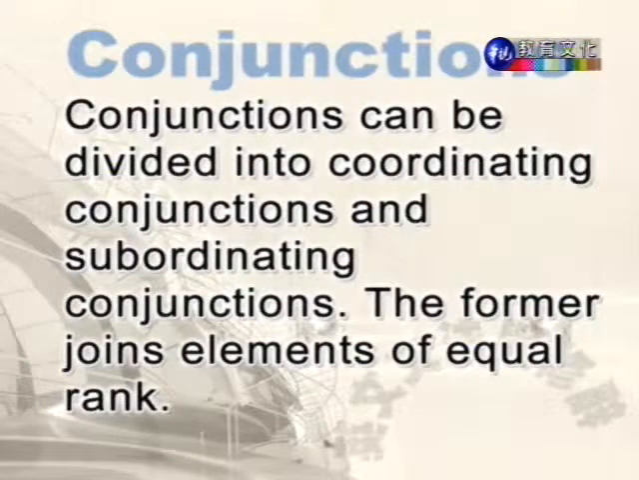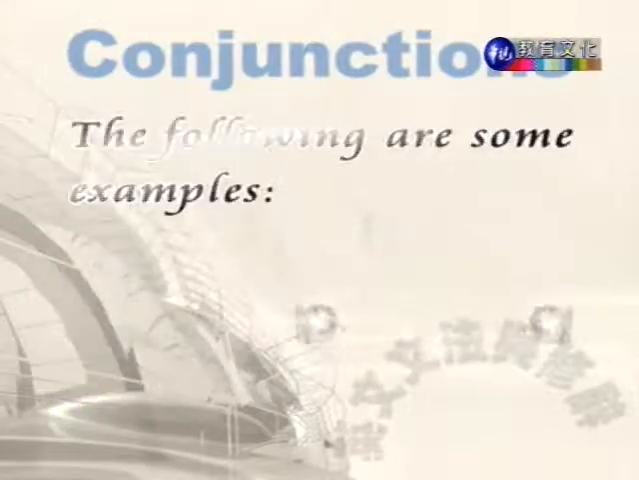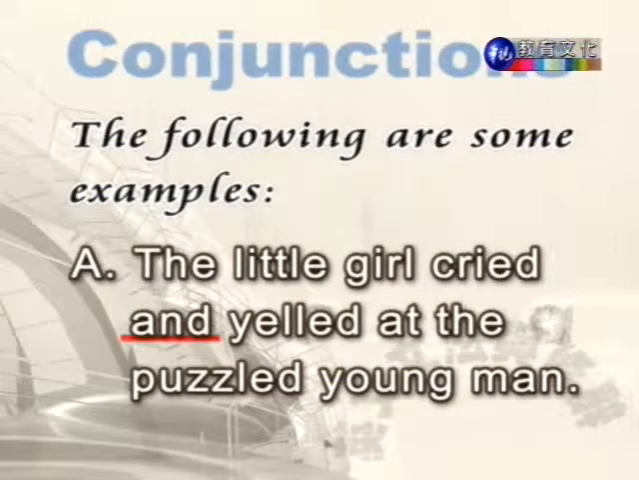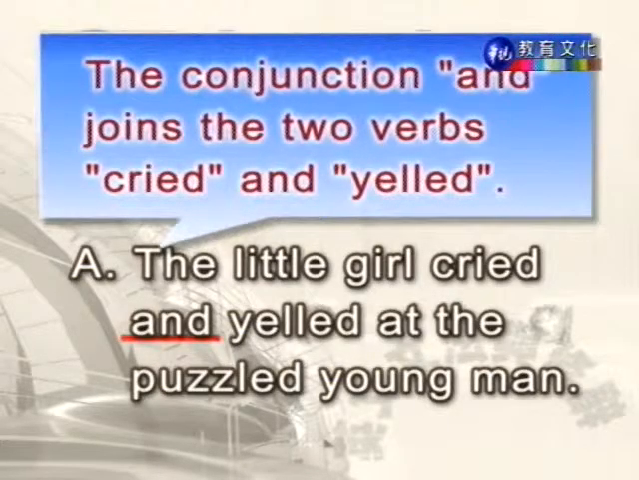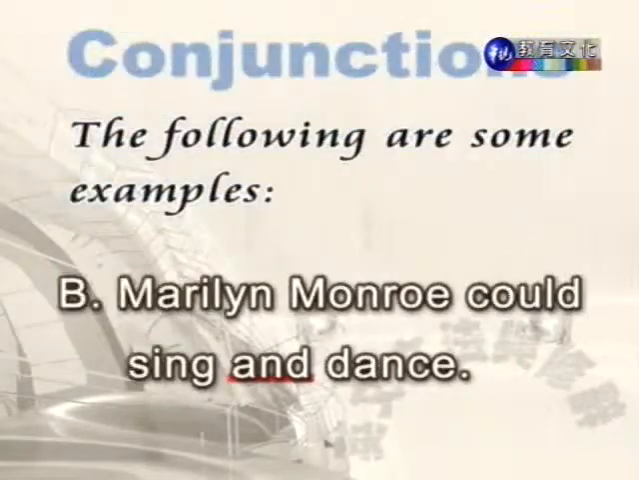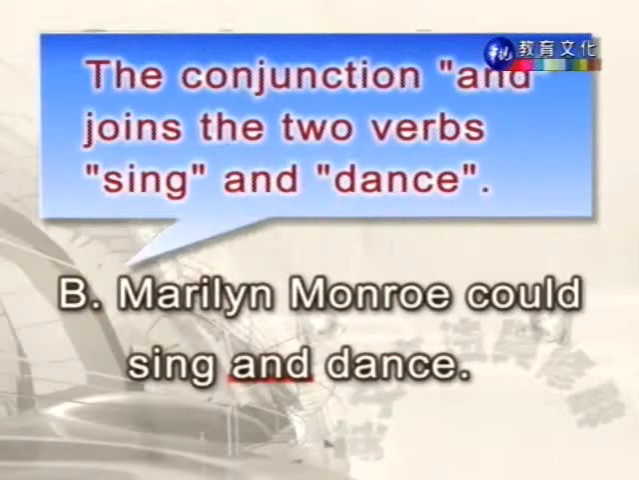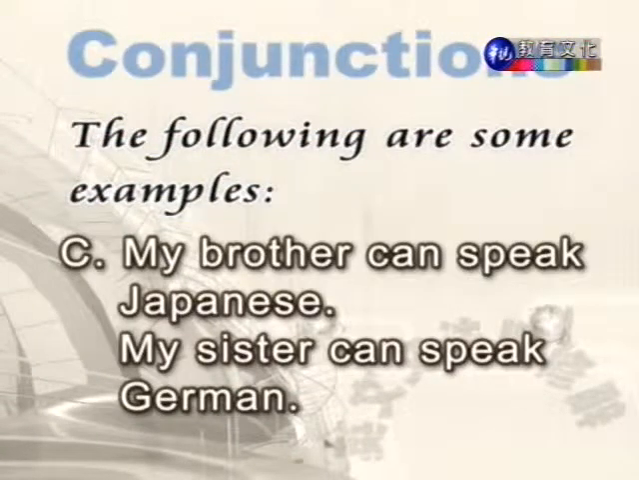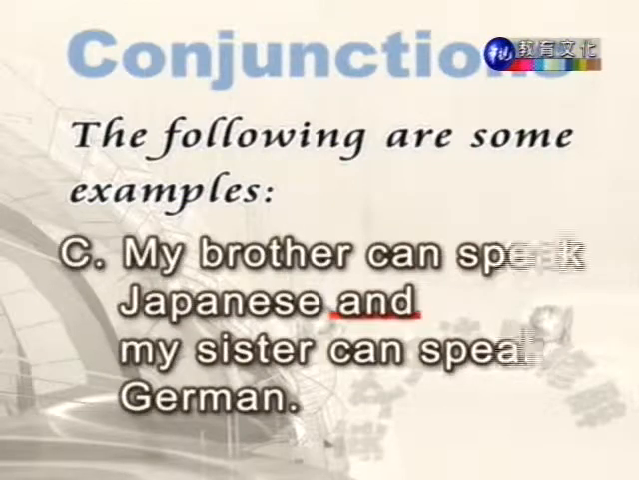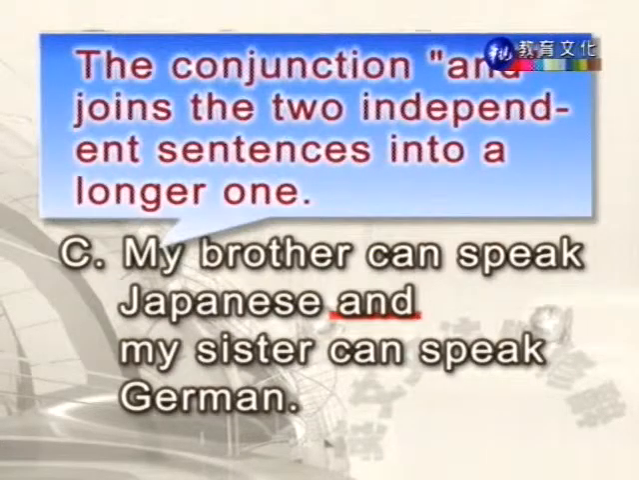Conjunctions can be divided into coordinating conjunctions and subordinating conjunctions. The former joins elements of equal rank. The following are some examples. The little girl cried and yelled at the puzzled young man. The conjunction and joins the two verbs cried and yelled. Marilyn Monroe could sing and dance. The conjunction and joins the two verbs sing and dance. My brother can speak Japanese. My sister can speak German. My brother can speak Japanese and my sister can speak German. The conjunction and joins the two independent sentences into a longer one.